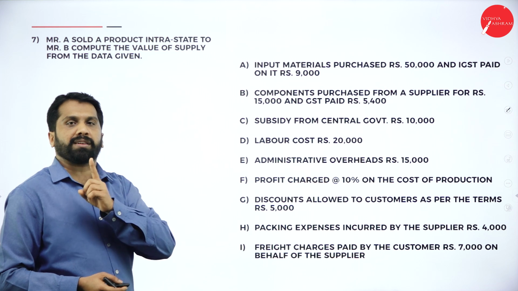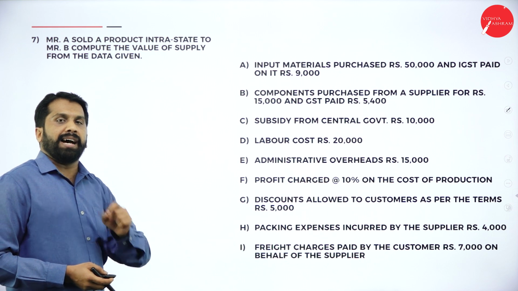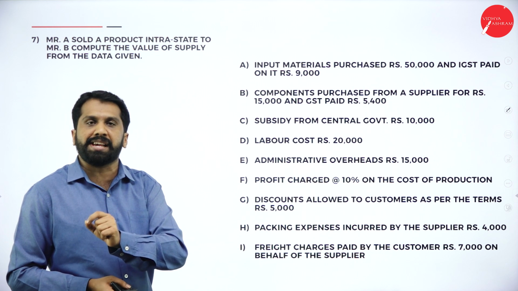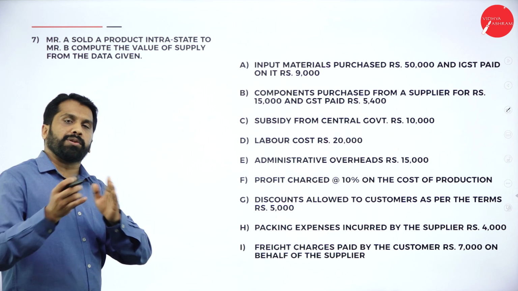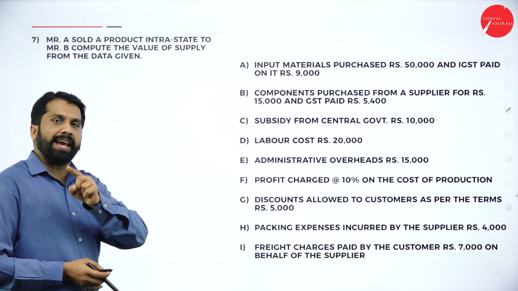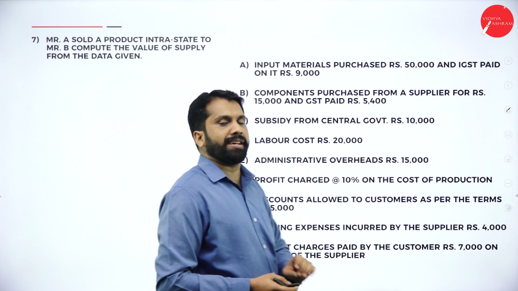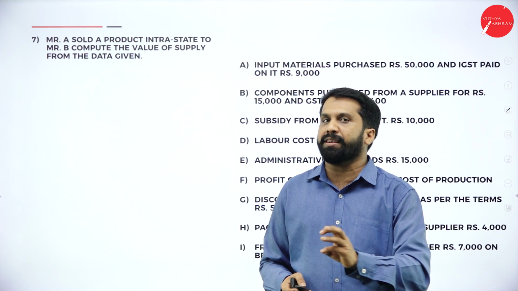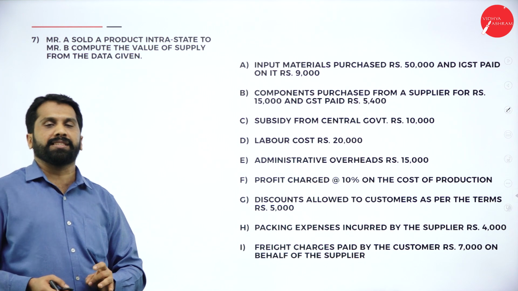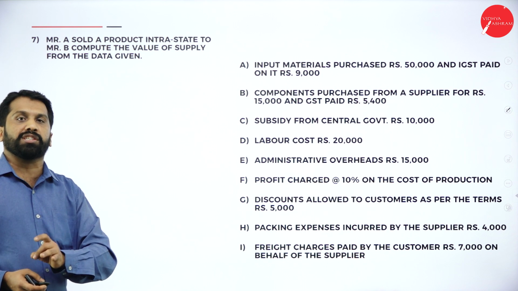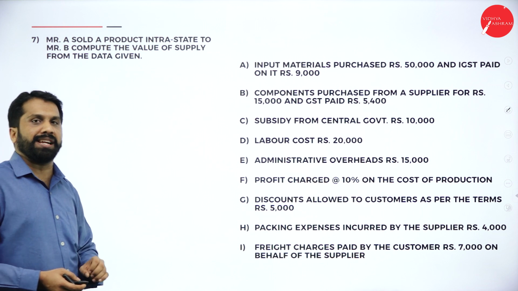Please go back to your part 1. In part 1, I explained what the value of supply is and which things we are not supposed to take. Please remember that. Go back to video 1, watch it, and again come and solve this problem. Now, which are the things we are not supposed to take? Any subsidy from the central government, alcoholic items, club facilities, any fines or penalties which are waived off. These are the things we are not supposed to take.